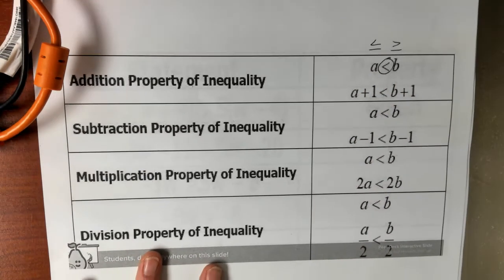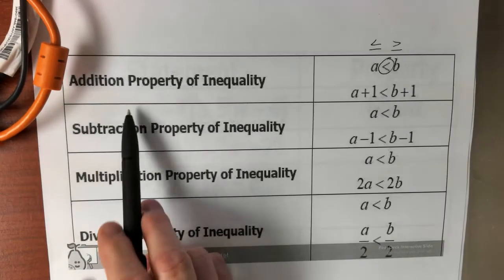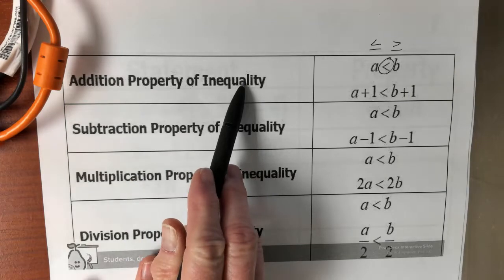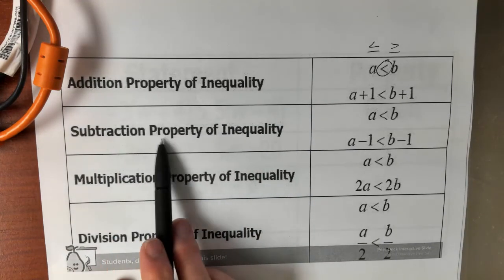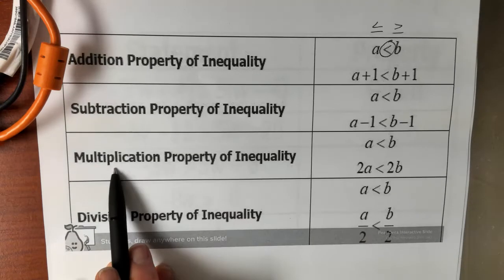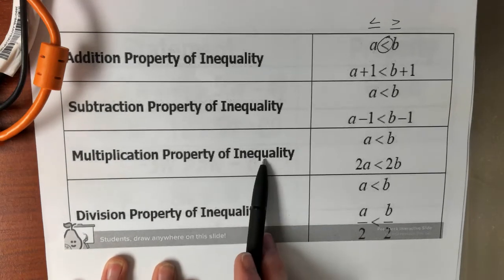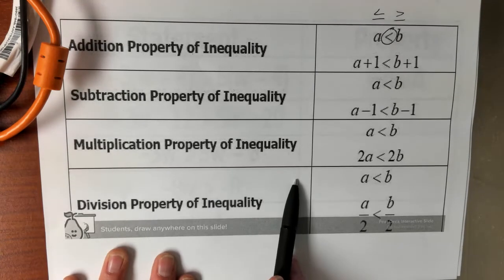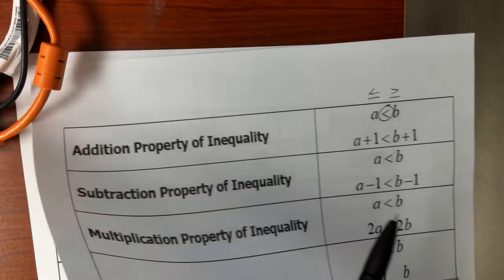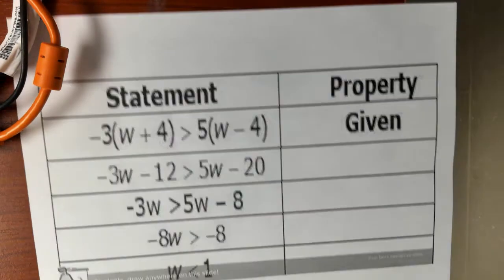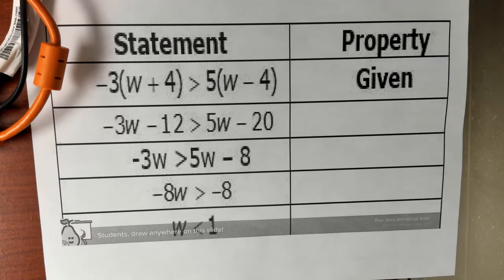So basically, if you add something to both sides, you're allowed to do that by the addition property of inequality. If you subtract something, you can do that by the subtraction property of inequality. Then multiplying, by the multiplication property of inequality, and division. So you do them exactly the same. We introduce these now because we want to do some basic geometric proofs. This is an honors topic.